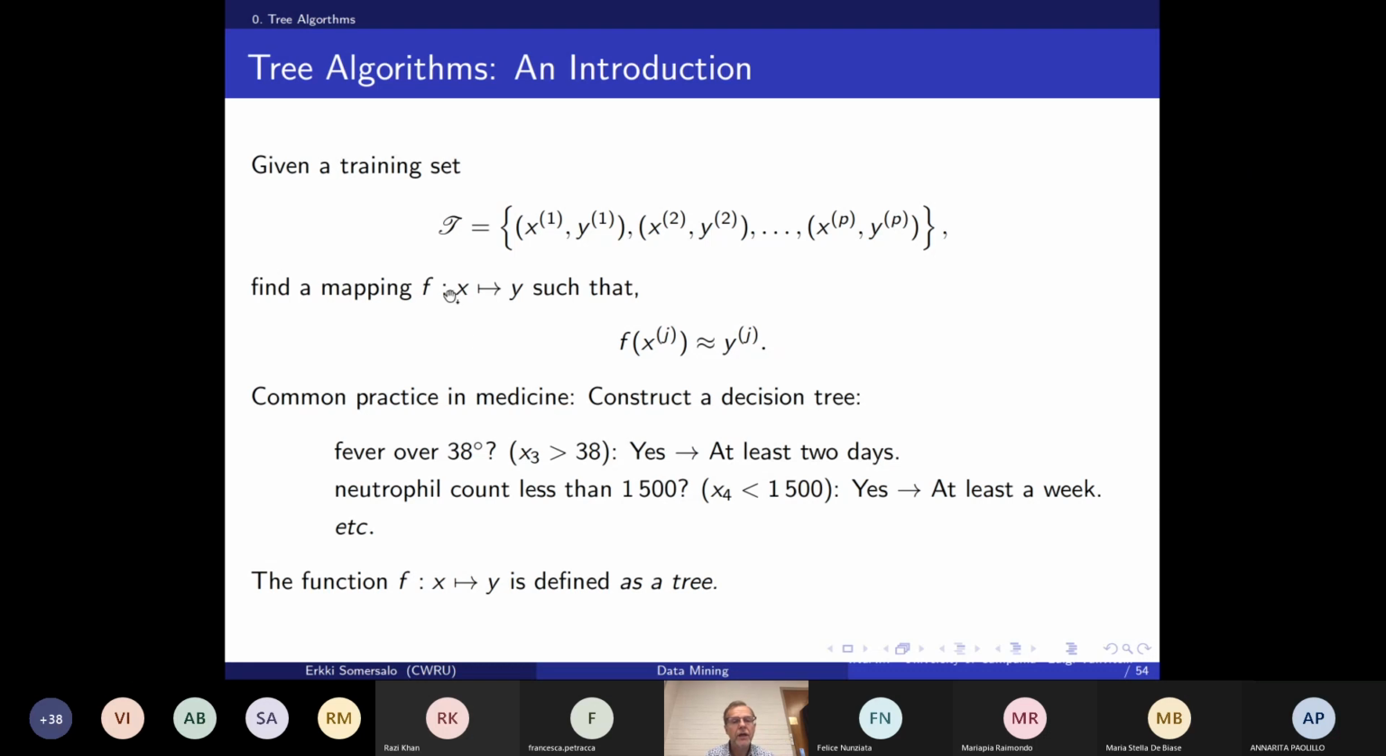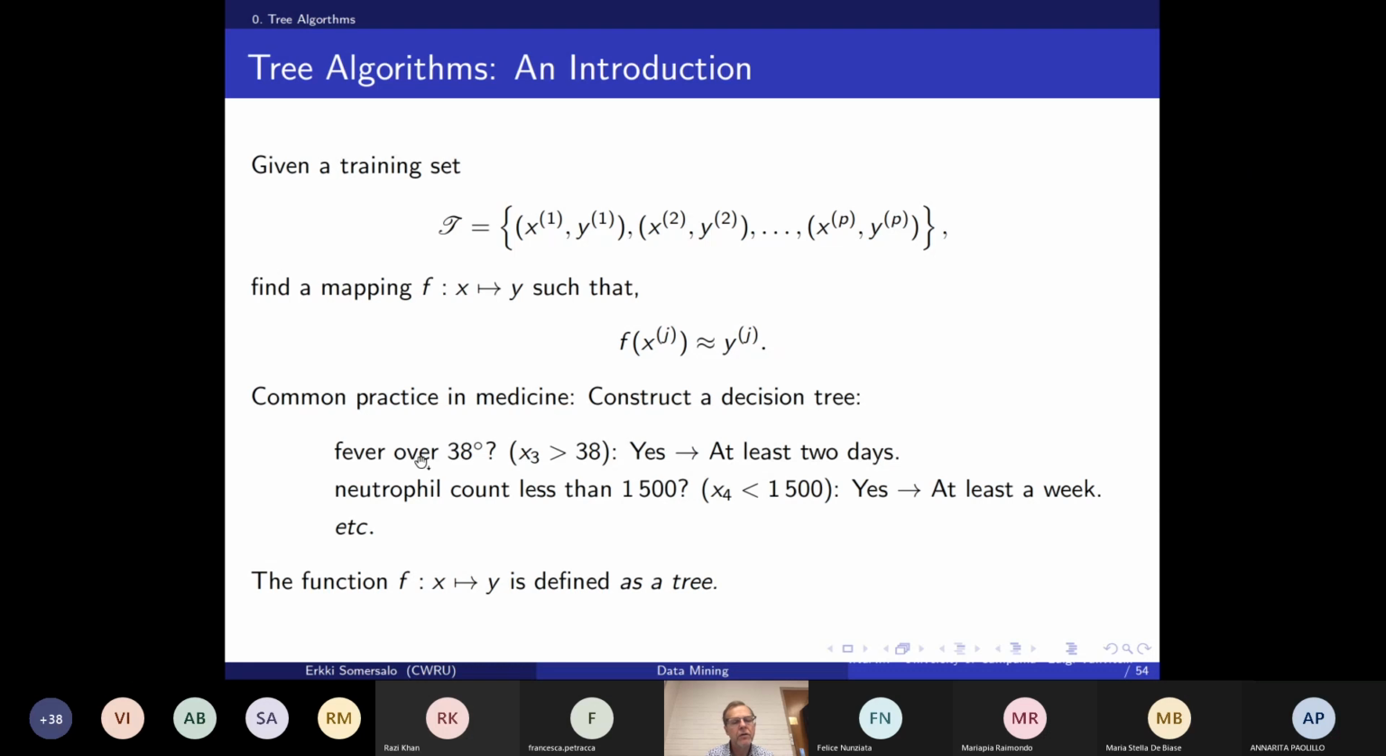And so now your mapping F would be such that, more or less, when you give the answers of the patient XJ, you get as an output the length of the stay in the hospital. So the decision tree means that you ask simple yes/no questions. So you, for instance, decide that 38 degrees of fever is considered to be high fever, low fever.